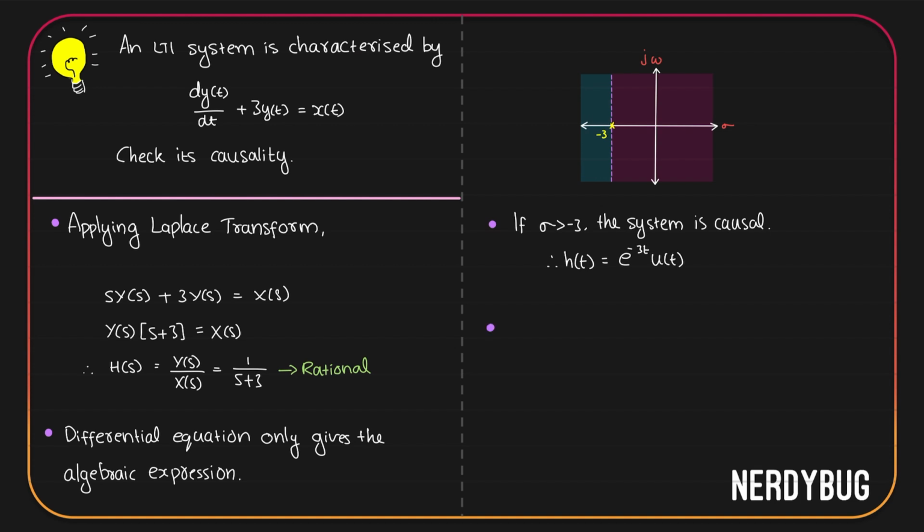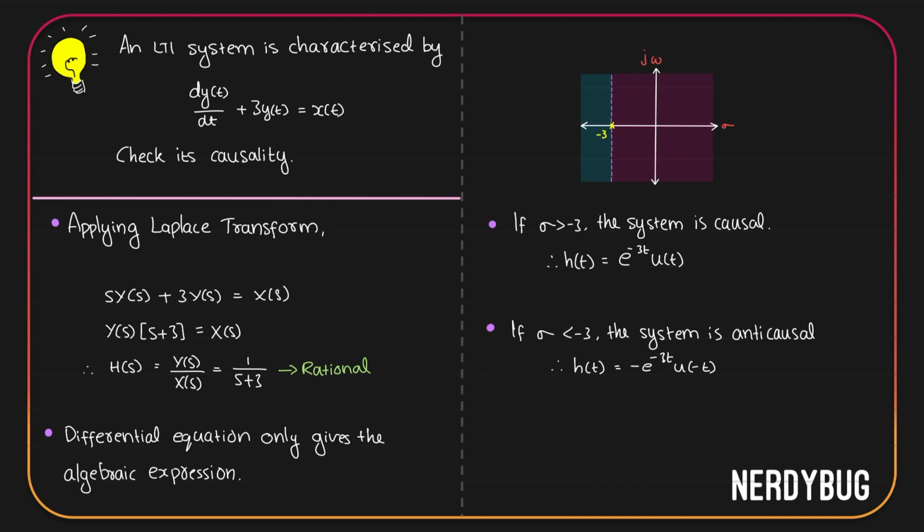Now, if I take ROC to be sigma less than minus 3, then my ROC is towards the left of the leftmost pole. That means the system is anticausal. So, if sigma is less than minus 3, the system is anticausal. Let us write its impulse response in that case. H of t is the inverse Laplace transform of 1 by s plus 3 when it is left-sided. So, it is going to be minus e raised to minus 3t u of minus t.